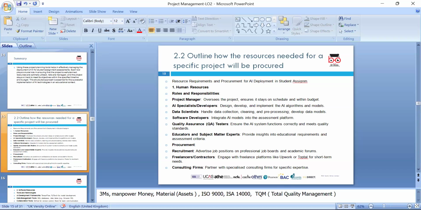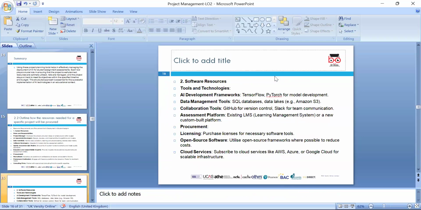Educators and subject matter experts we require. We require procurement; advertise the position for procurement, so people are experts on the logistics side. Freelancers and contractors: engage on a freelancer platform, Upwork, for short-term needs, and consulting firms maybe we require, depending on the nature, because we're looking at AI projects. An AI project can be quite huge, with IT specialists involved. So we need a lot of people, specialists in IT, who can assist us to achieve our project objective and make our project successful.